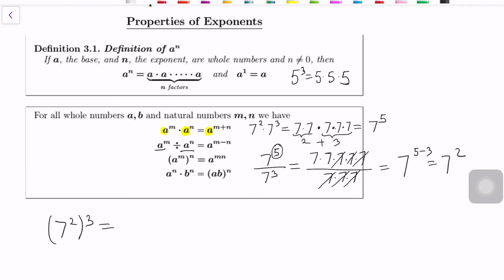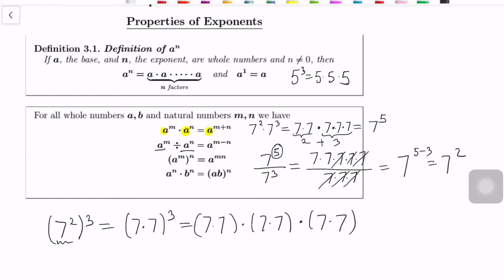When you think of it, let's work from the inside. 7 squared is 7 times 7. But now this has to be raised to the power 3. So which means 7 times 7, now my base has to be multiplied 3 times by itself, right? So now we have 3 times 2 factors of 7.